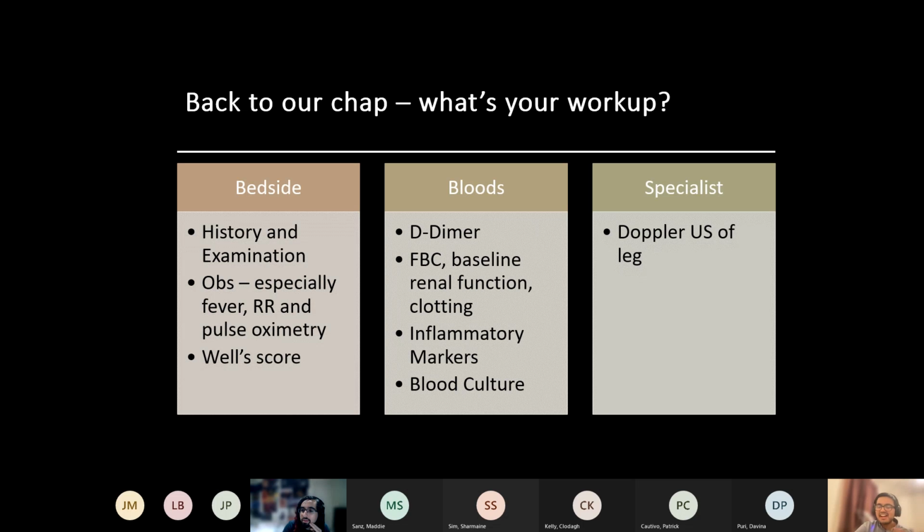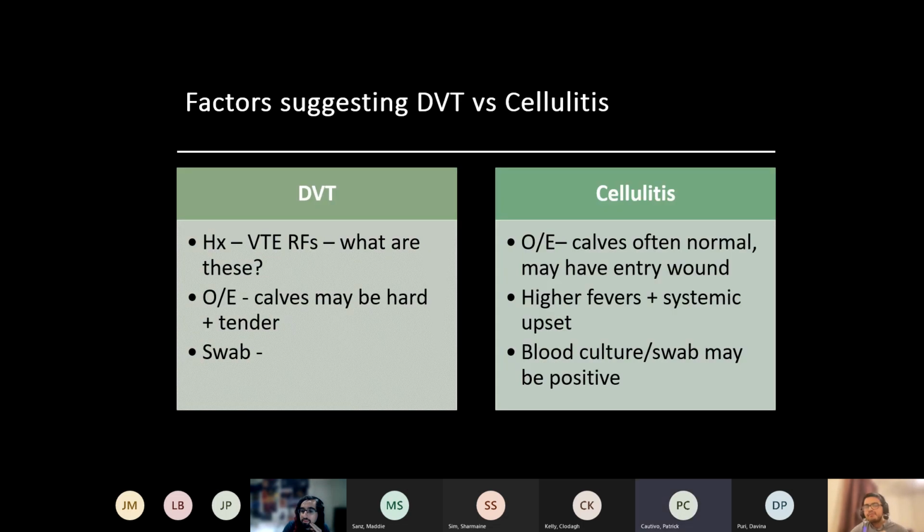I've muted him. Yeah, you guys already knew Doppler ultrasound, which is great. So, what factors suggest DVT versus cellulitis? Let's start with on examination. What things might point you towards DVT over cellulitis?